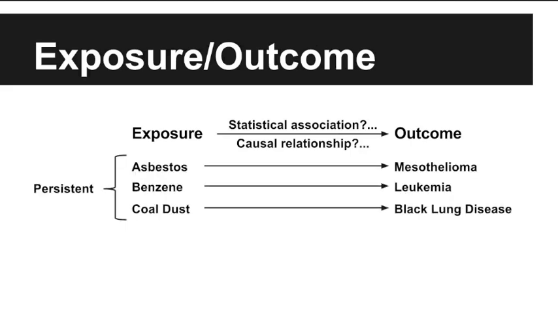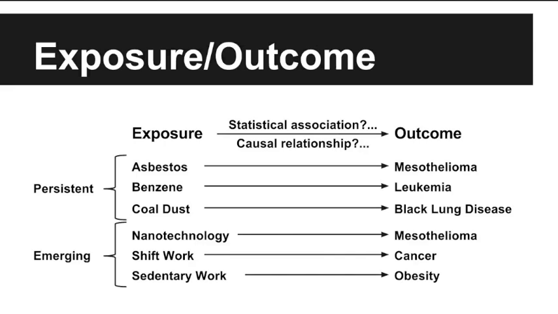Here are a few persistent, established occupational hazards. Occupational epidemiology was used to identify asbestos as a cause of mesothelioma, an aggressive and often fatal form of lung cancer. Occupational epidemiology found that benzene is a cause of leukemia and that coal dust is a cause of coal workers' pneumoconiosis, otherwise known as black lung disease.